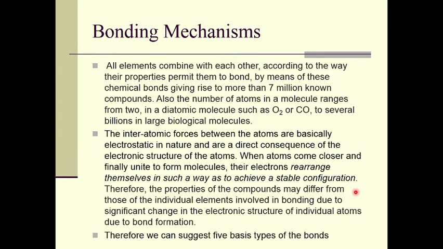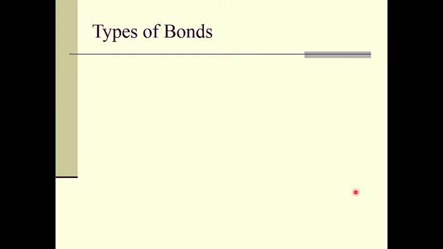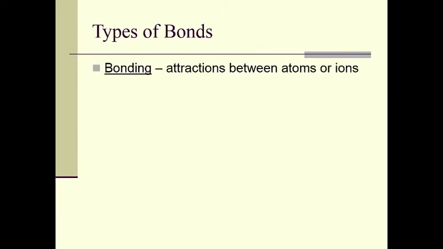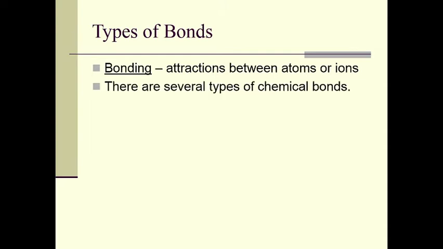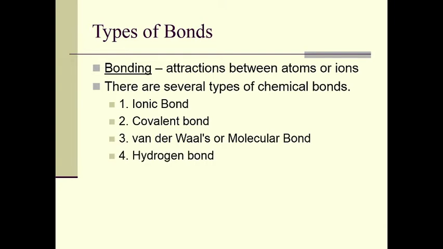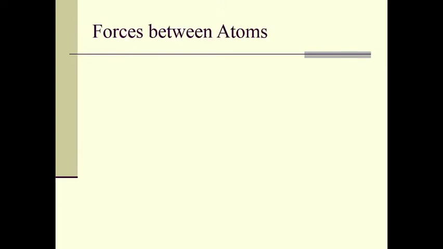So therefore we can suggest 5 basic types of bonds, 5 distinct types as per the type of the interatomic force. So bonding means the attraction between atoms or ions. There are several types of chemical bonds, namely the ionic bond, covalent bond, van der Waals bond or molecular bond, hydrogen bond and metallic bond. So there are 5 main types of chemical bonds that we are going to study in this chapter.